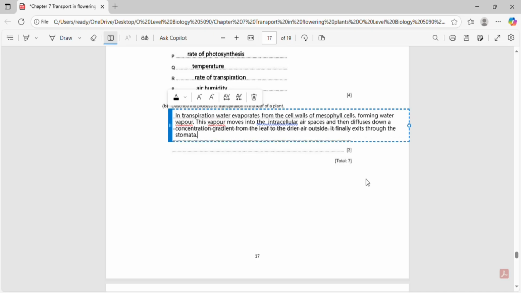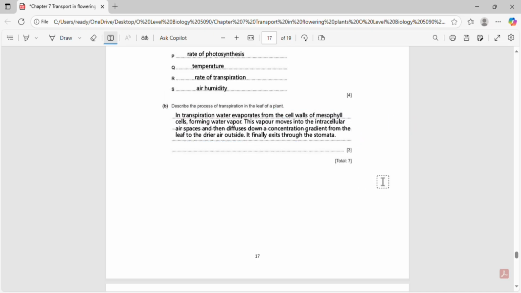In other words, transpiration is essentially the loss of water vapor from the leaf surface. It begins with evaporation inside the leaf, continues with diffusion through the air spaces, and ends with water leaving through the stomata into the atmosphere.